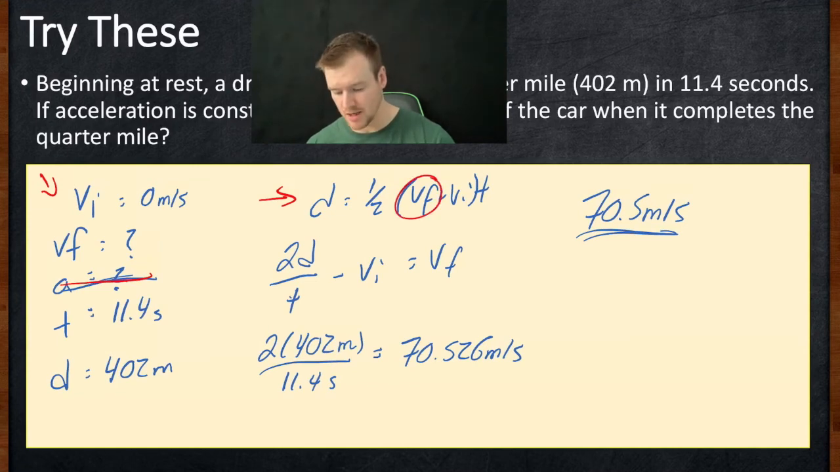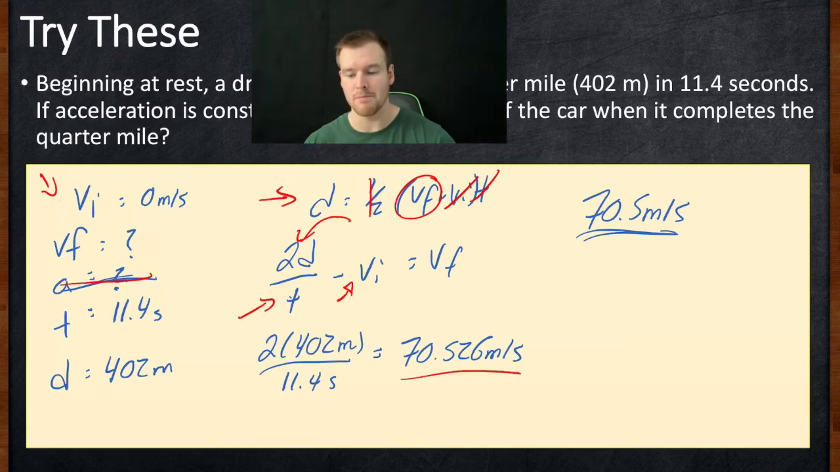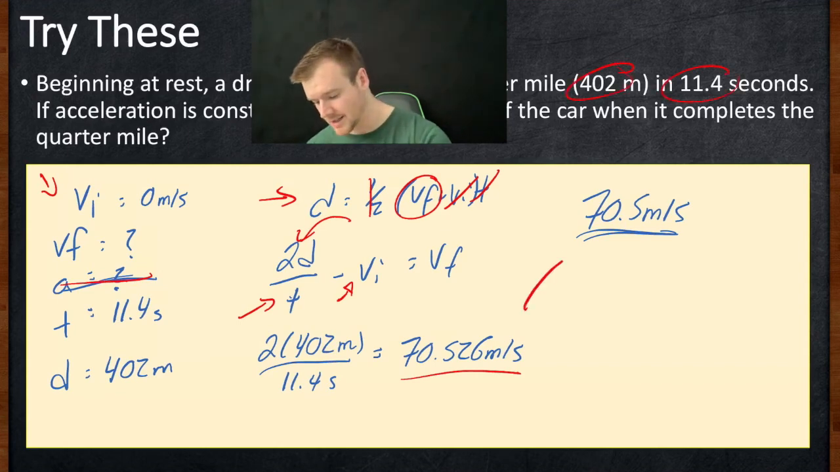So the rearrangement here was I got rid of the half by multiplying by 2, and then I got rid of the T by dividing by T, and then got rid of the VI by subtracting VI. And I have a formula here: 2D divided by T, minus VI, is VF. I put 2 times 402 meters divided by 11.4 seconds, and we get 70.526 meters per second. When I look in the equation, in this case, we have 3 digits here, 3 digits here. So we put 3 digits in our answer, which is 70.5 meters per second.